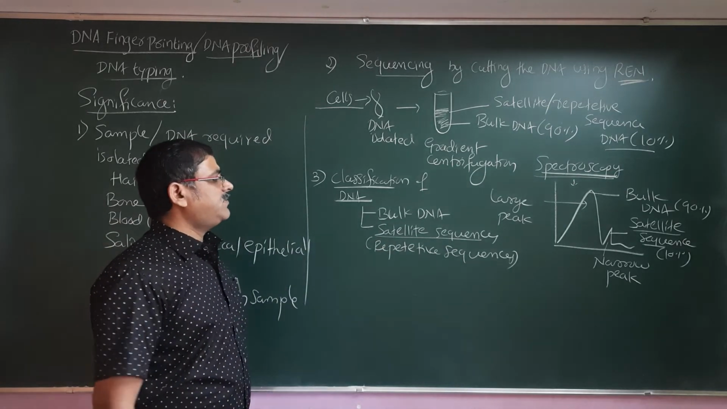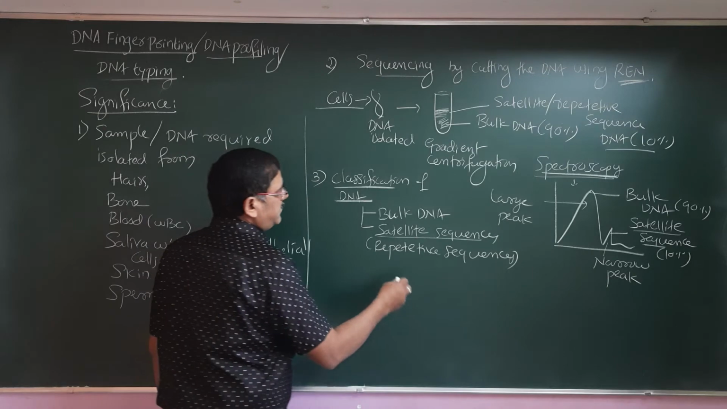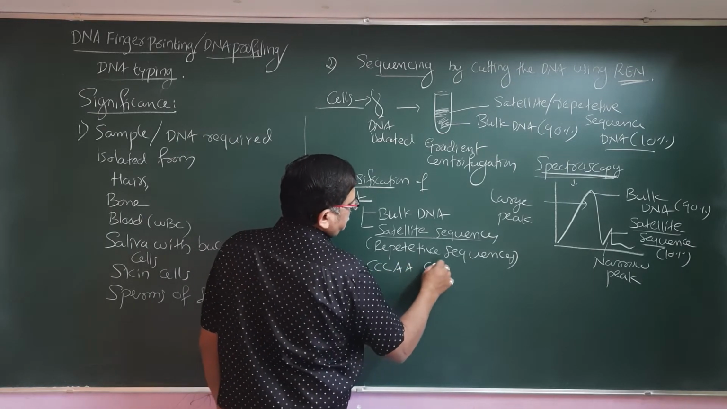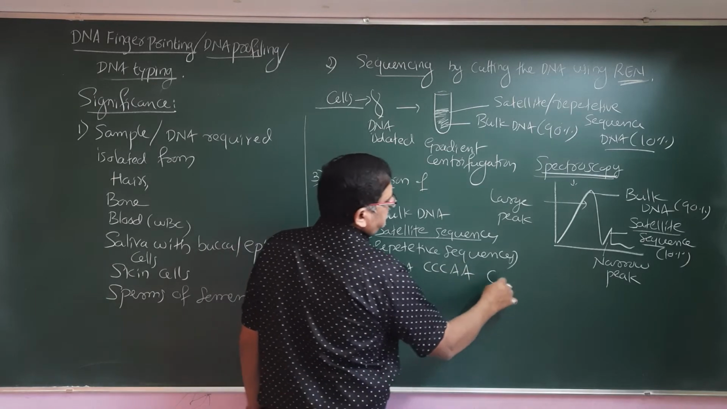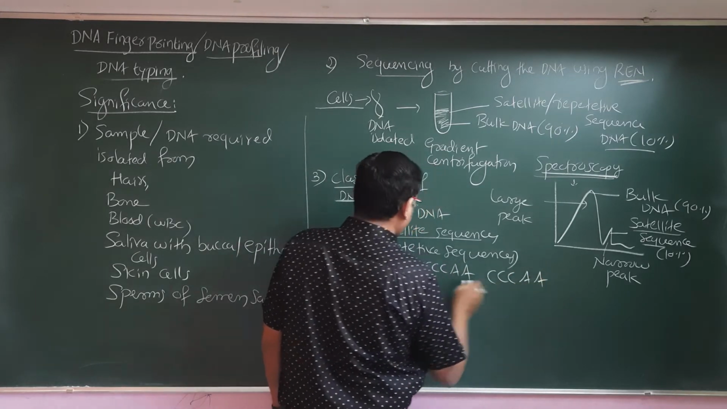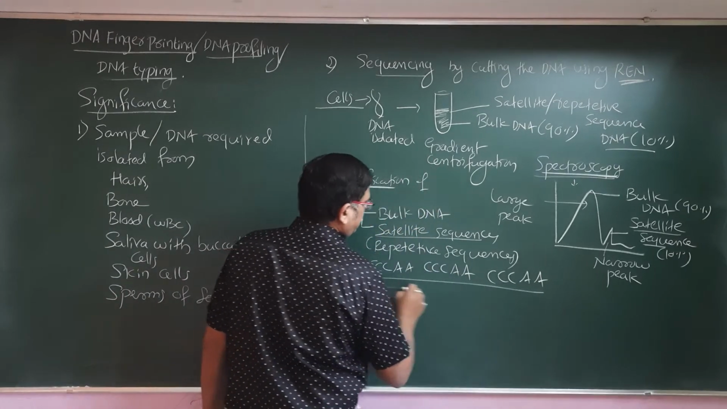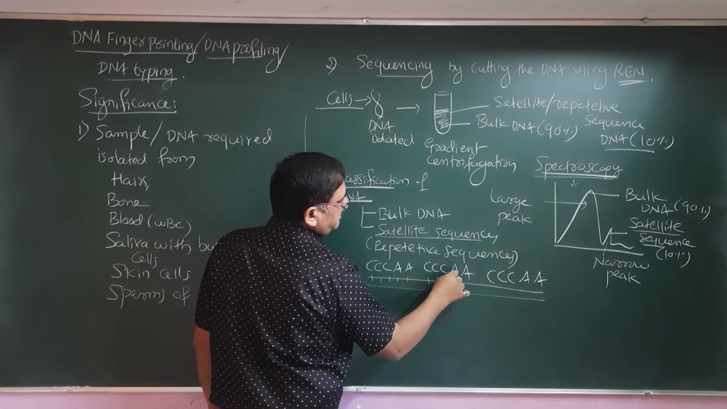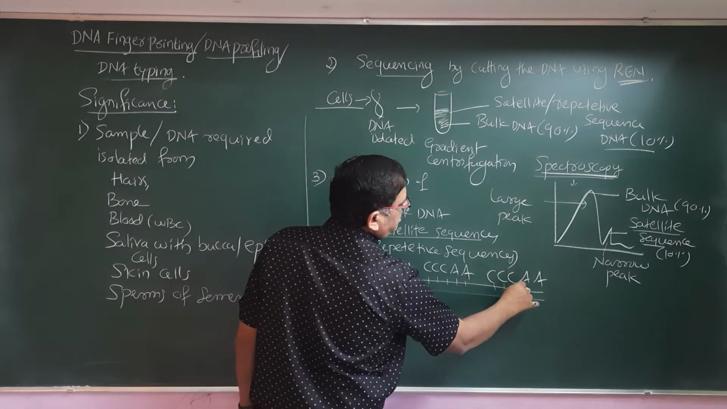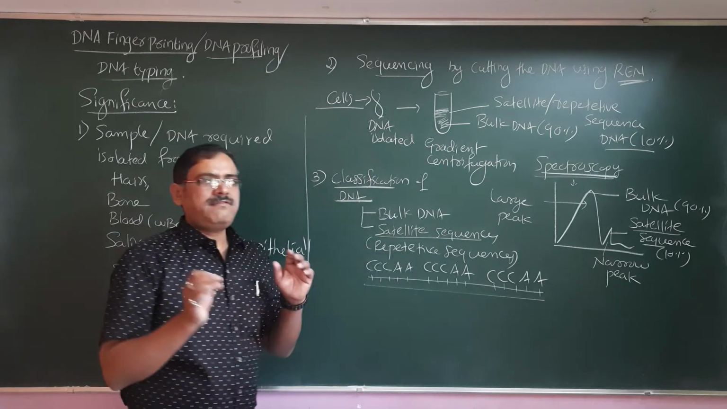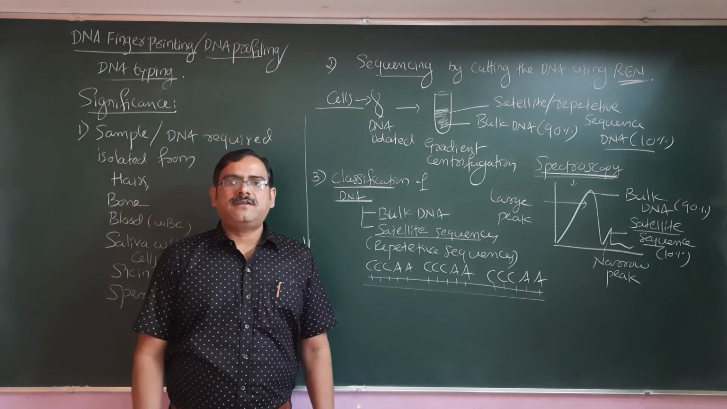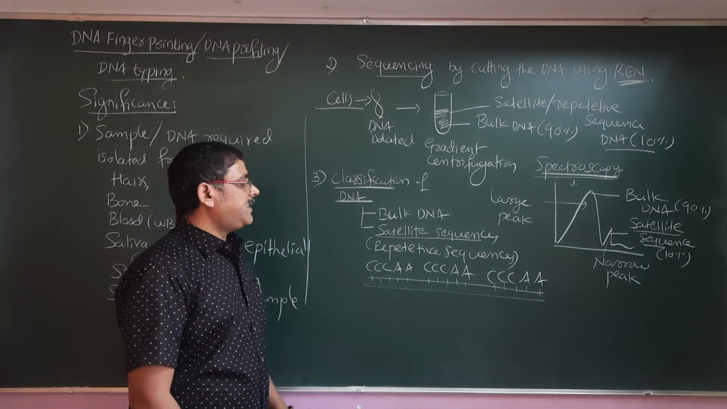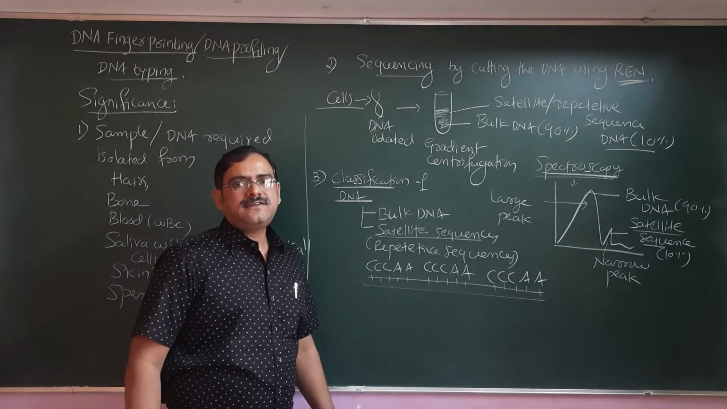What are these repetitive sequences? Repetitive sequences look like this on a DNA: CCAA, CCAA, CCAA. These are the repetitive sequences we can find. The pattern of repetition is very specific or unique. The repetition pattern differs from person to person. This kind of repetitive sequence we call a satellite sequence.